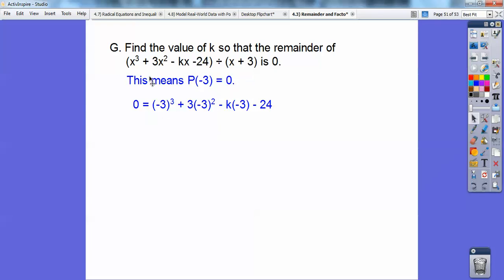So 0 equals, and I plugged in negative 3 there, negative 3 there, negative 3 there. And then we just get a bunch of numbers with k, and you solve for k, and you get k equals 8.